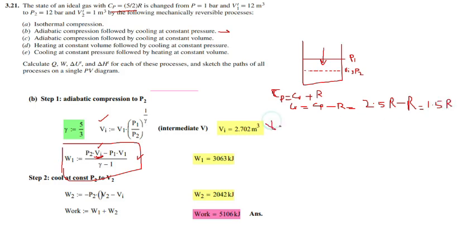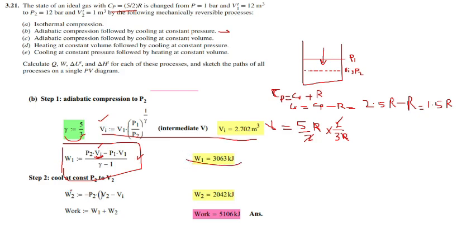Gamma is equal to Cp over Cv. Cp is 5/2 R divided by 3/2 R. So R will cancel, the 2s will cancel with each other, so gamma will be equal to 5/3. Put the values in these formulas, you will get your answer for Vi. Once you have Vi, you will get the work answer.